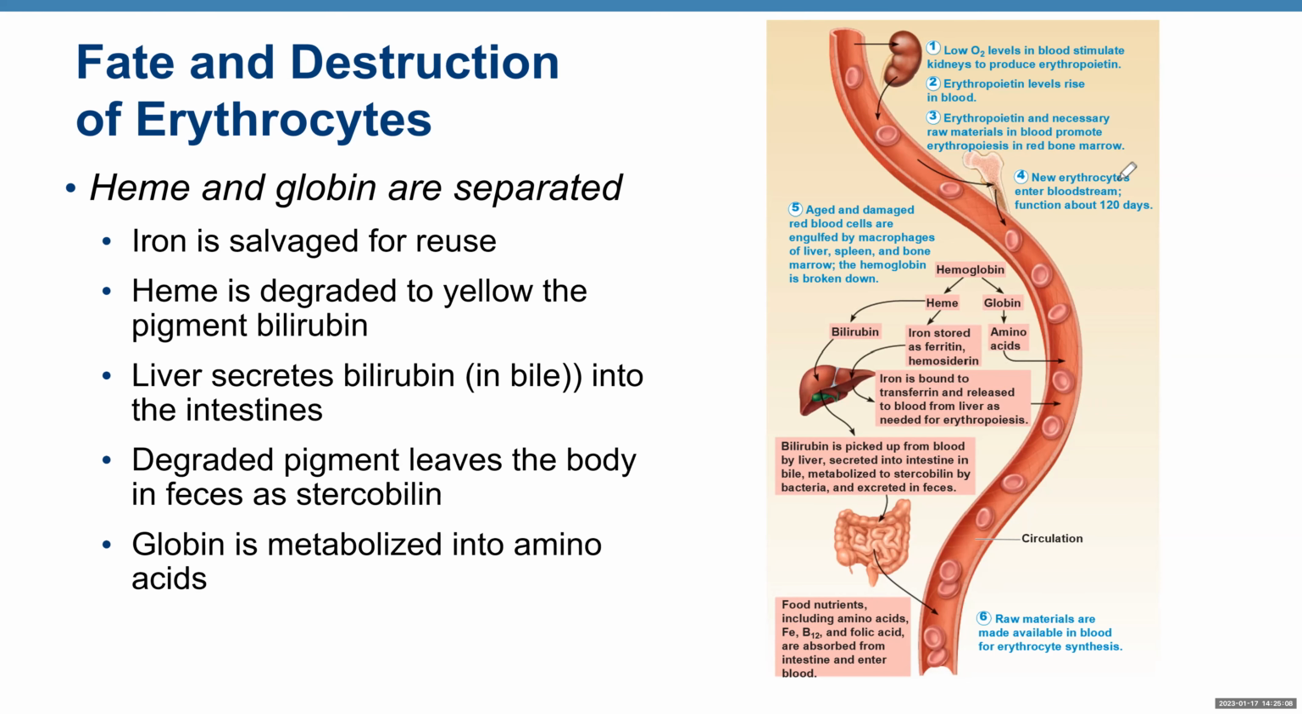So fate and distribution of erythrocytes includes synthesis, formation inside bone marrow, and then recycling in the liver or spleen by macrophages, storage of necessary material like iron, and then release it back to the bloodstream when you need it for new synthesis of erythrocytes.